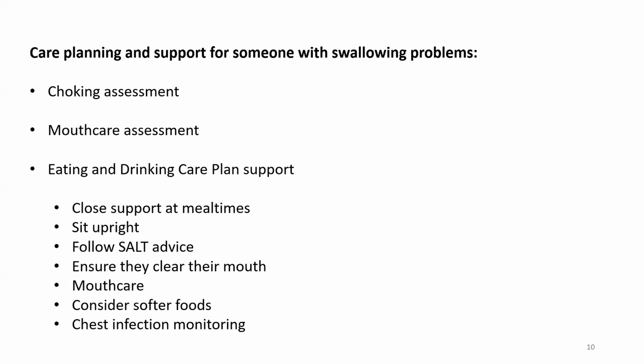So when we're looking at care plan support, that could mean any of the following. Close support at meal times, just supporting that person on a one-to-one basis. That might look like encouraging the person to slow down when they're eating, helping them to concentrate, sitting with them, making sure they're focused on their meal. It might mean making sure they're sat upright.